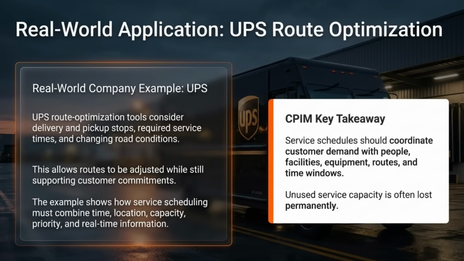Real-world company example, UPS. UPS route optimization tools consider delivery and pickup stops, required service times, and changing road conditions. This allows routes to be adjusted while still supporting customer commitments. The example shows how service scheduling must combine time, location, capacity, priority, and real-time information.